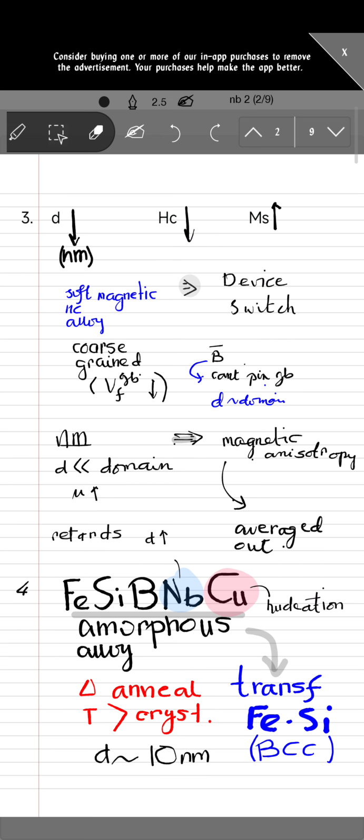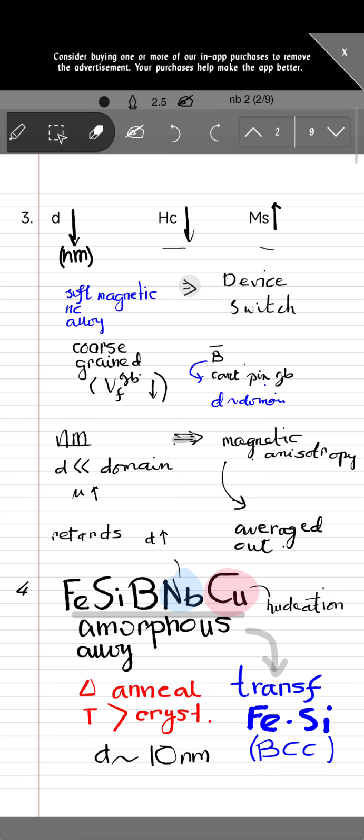Now, when there is a decrease in grain size, it has been found that the coercivity value decreases as well. However, the saturation magnetization doesn't really change.